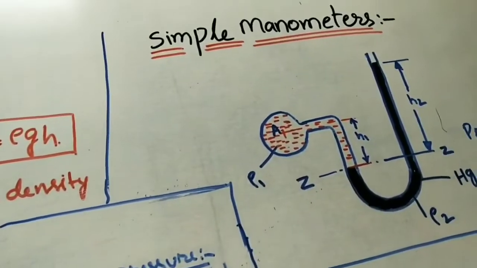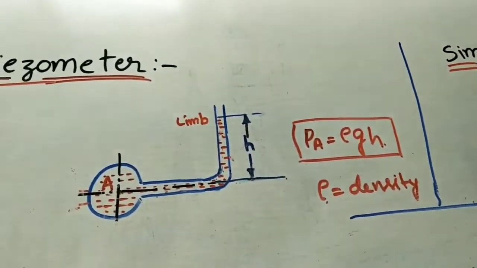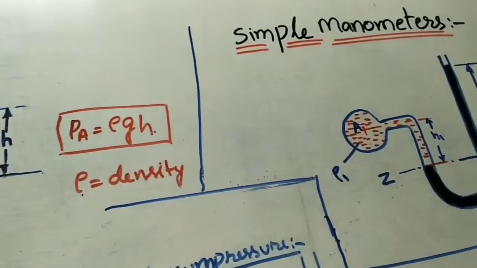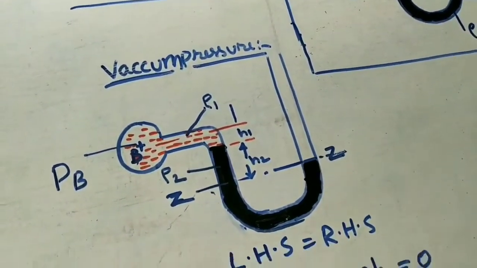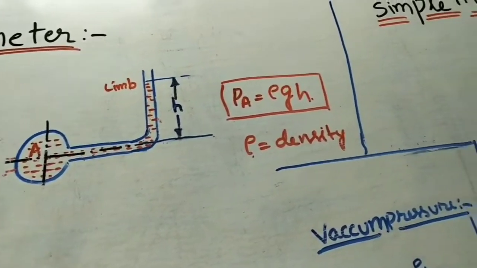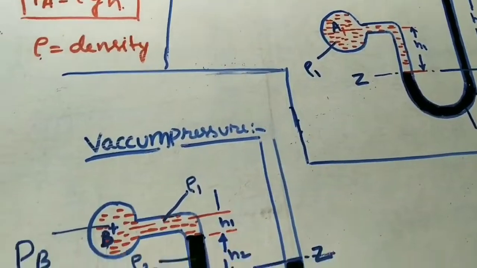The disadvantage of simple manometers is that they can measure the pressure value only at one point. If you want to measure at two different points in the same pipe or in a flow meter, we can't find the differential pressure by using this. In the next class we will see the differential manometers and how to find the P value by using the equations.